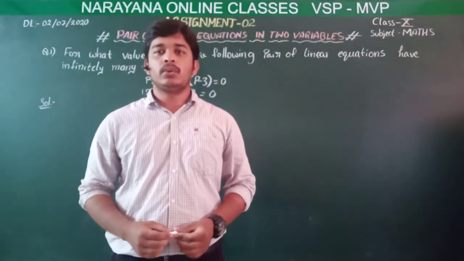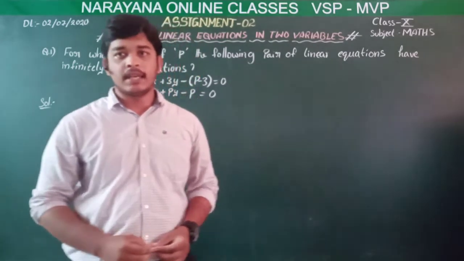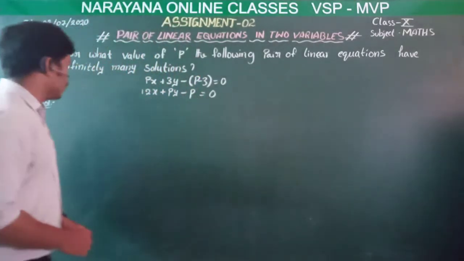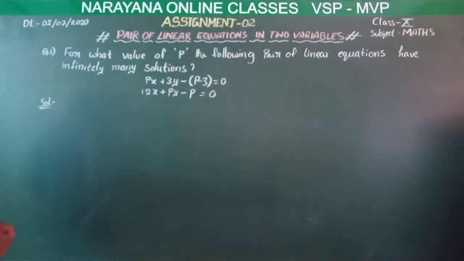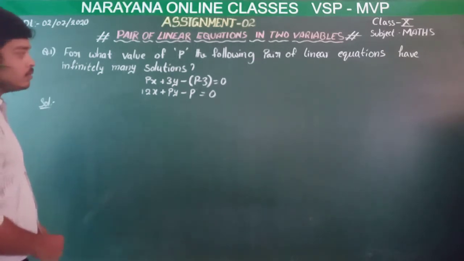Good morning students. Today our topic is pair of linear equations in two variables, assignment number 2. First question: for what value of p does the following pair of linear equations have infinitely many solutions? The given linear equations are px + 3y - (p - 3) = 0 and 12x + py - p = 0.